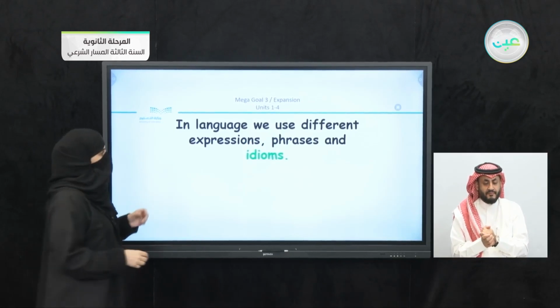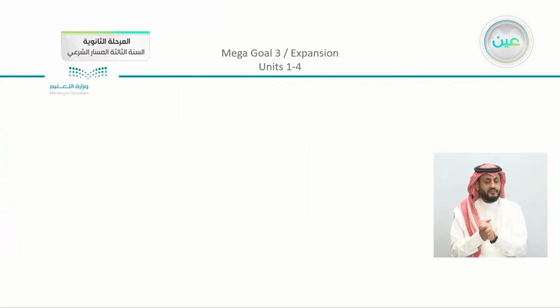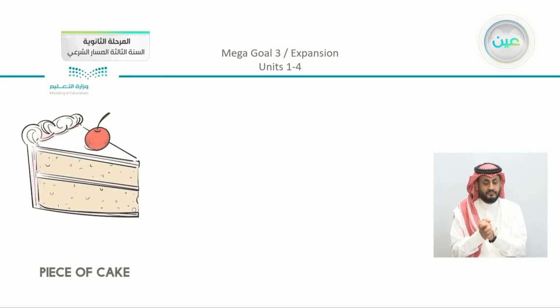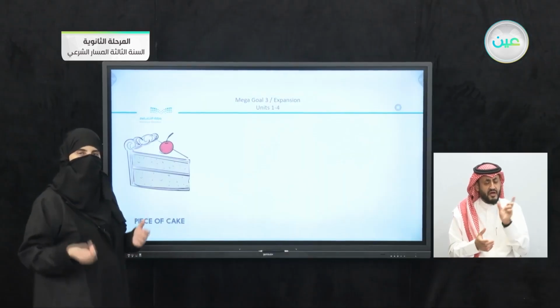Now we have here the word idioms. We are going to just focus on this one. Now, can you give me a meaning? What does this word mean? We have the word idiom, we can say. Like, for example, a piece of cake. Now, when you describe something that it is very easy, you can say it's like a piece of cake.